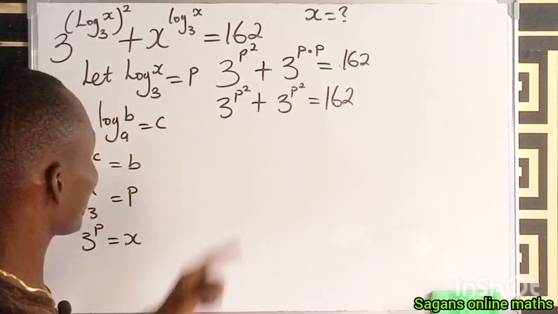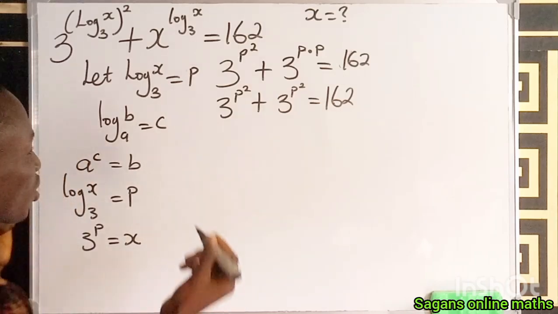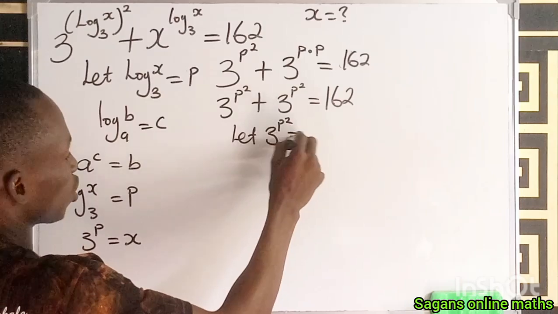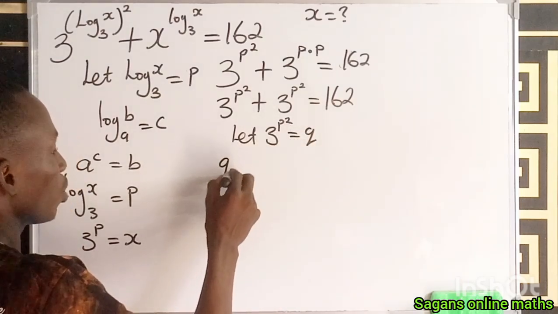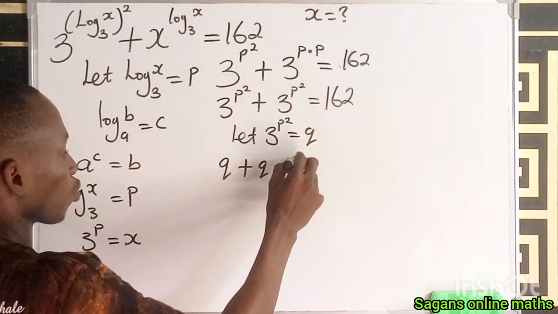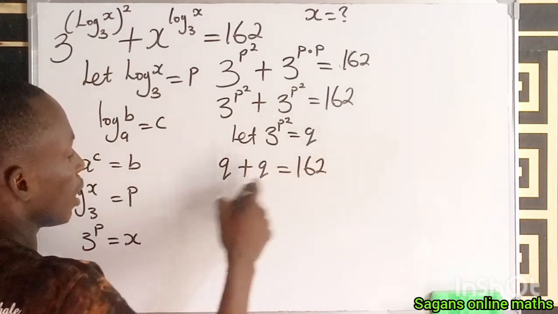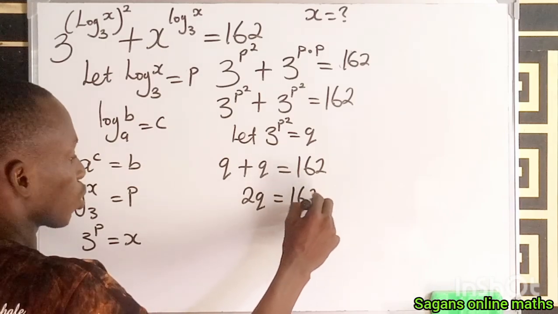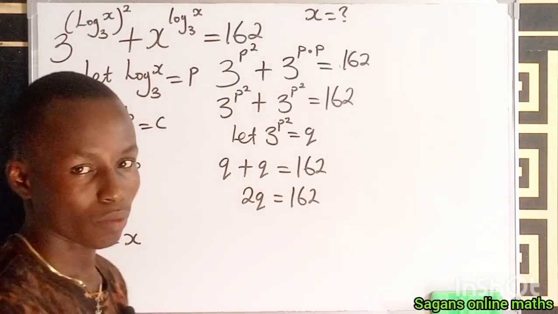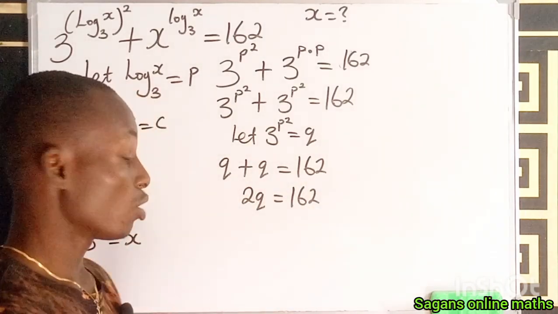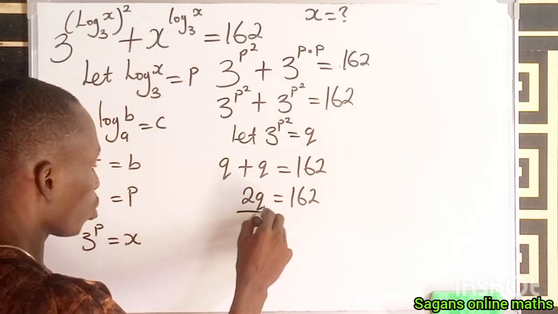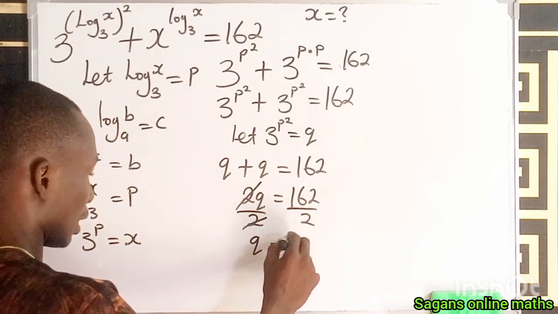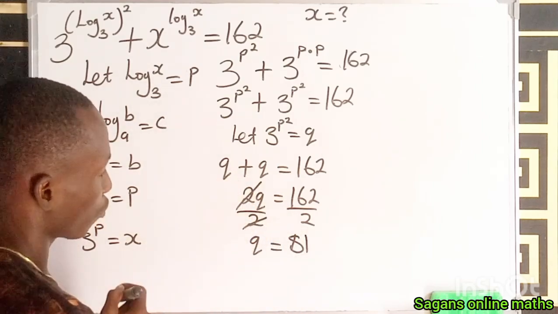Now what are we going to do? These are common, right? If I let 3 to the power of p squared equal q, then this is q plus q equals 162. Q plus q gives us 2q equals 162. Now let's find the value of q, because if we know the value of q, we know the value of p. If we divide here by 2, also divide here by 2, 2 will go out, so q is equal to 81. This is the value of q.